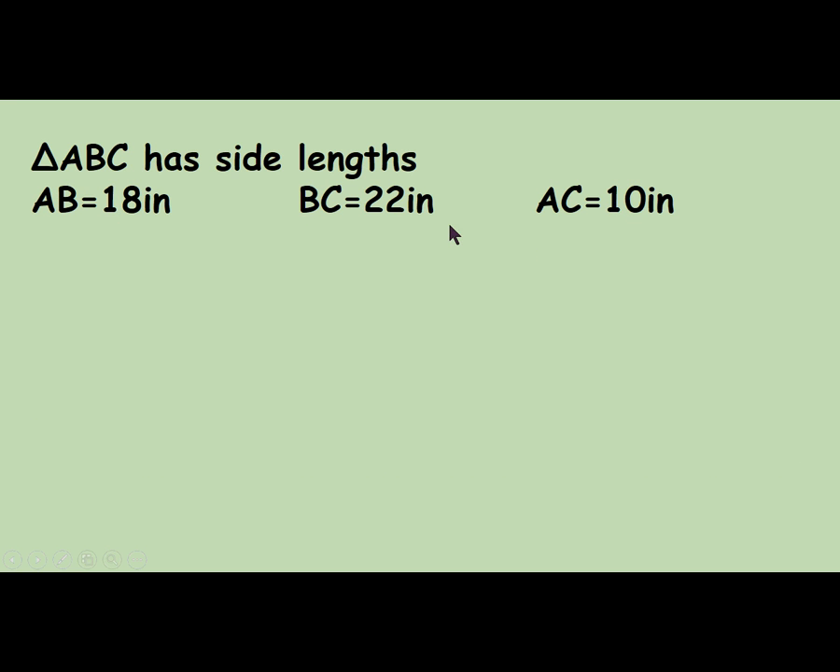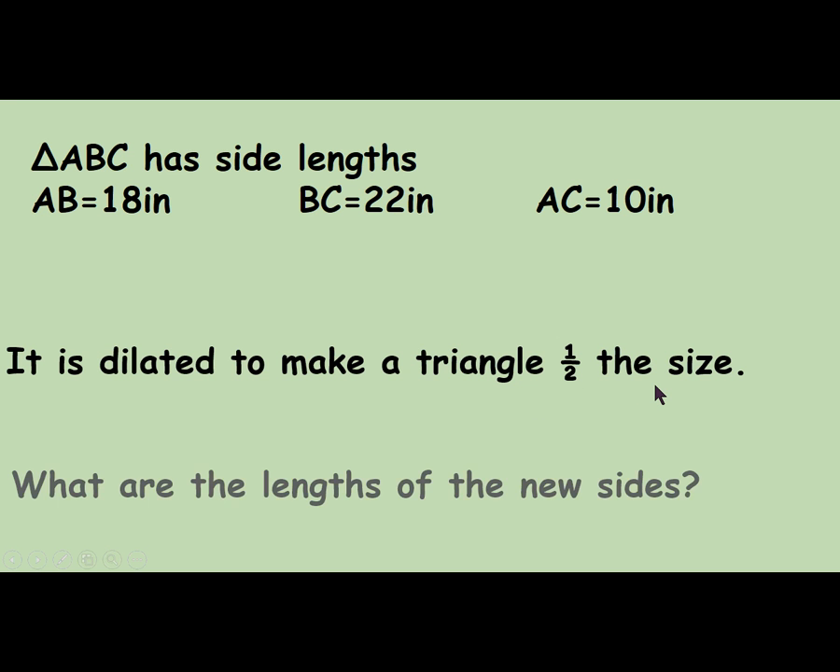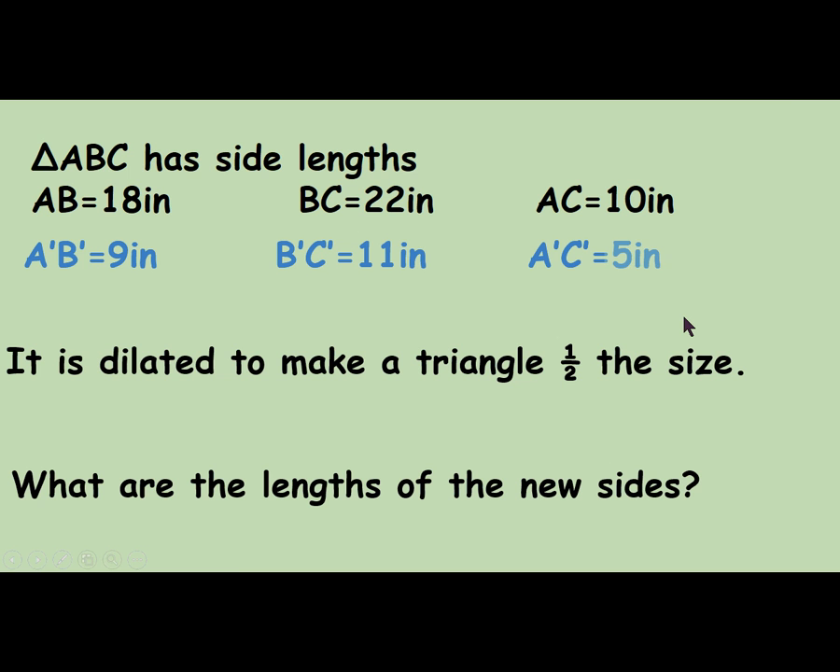The same thing works if we're told the lengths of the sides, not just the coordinates. Here I have a triangle. The side lengths are 18, 22, and 10. If I wanted to make a triangle that's 1/2 the size, what are the lengths of the new sides going to be? No problem. We're going to take the three lengths that we know and simply multiply by our scale factor, 1/2. 18 times 1/2 will give us 9 inches. 22 times 1/2 will give us 11 inches. And 10 times 1/2 will give us 5 inches.